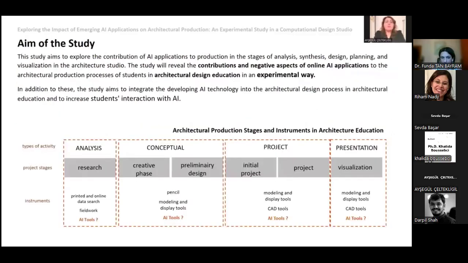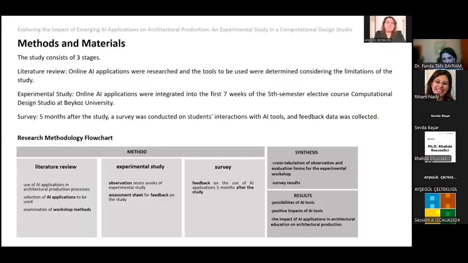The study aims to explore the contribution of AI applications to production in the stages of analysis, synthesis, design, planning, and visualization in the architectural studio. The study will reveal the contributions and negative aspects of online AI applications to the architectural production process of students in architectural design education in an experimental way. In addition to these, the study aims to integrate the developing AI technology into the architectural design process in architectural education and to increase student interaction with AI.